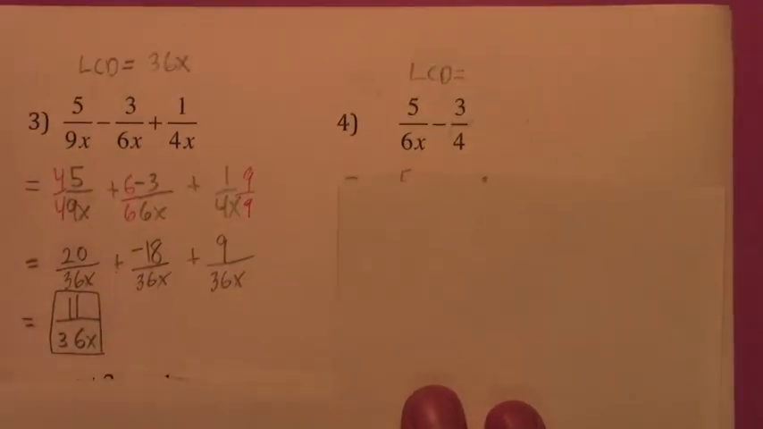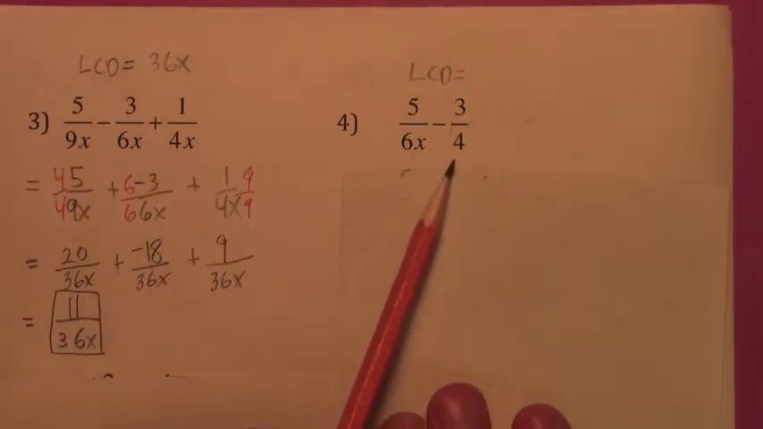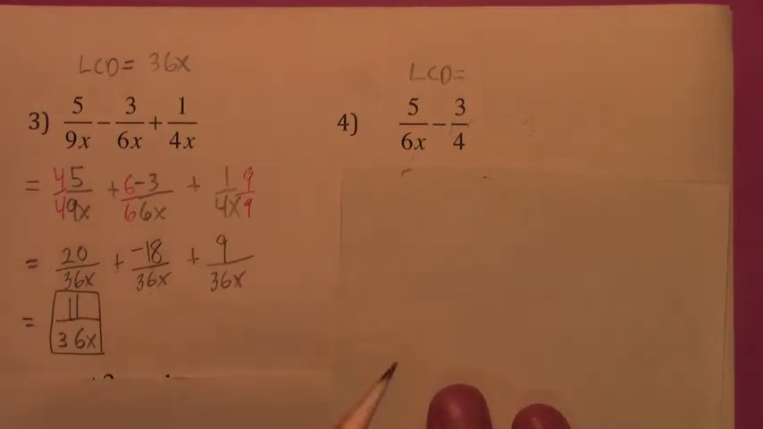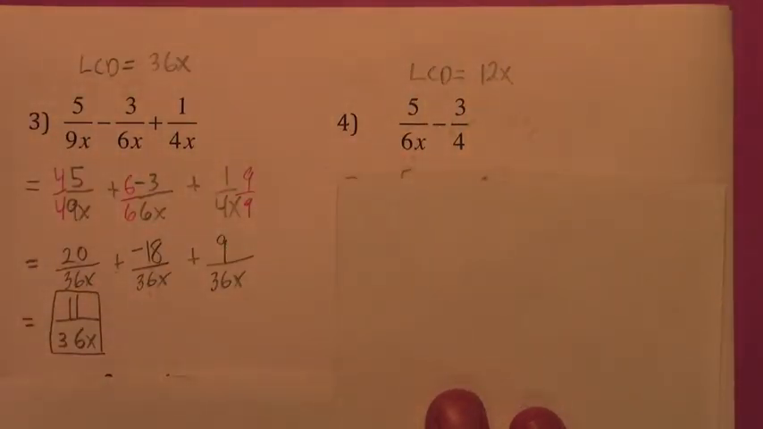How about this one? What is the LCD between 6x and 4? The smallest number that 6x goes into and 4. I'll give you a hint. It's not 12. It's actually 12x, right? Don't forget the x. It's not a bad idea to write down the LCD on top, just to remind you that that's what you need to have.